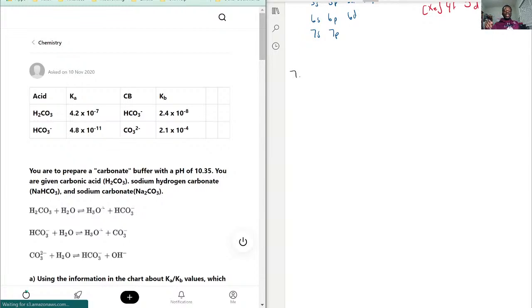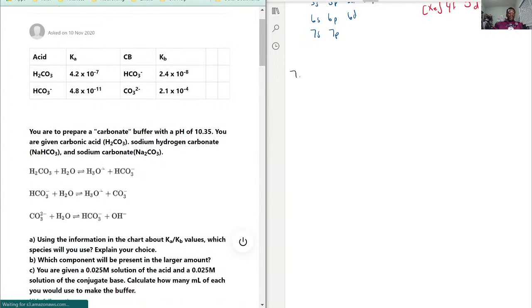Okay. As you probably notice, on the Ka side, the reason it's decreasing is because once you go from H2CO3 to HCO3 minus, you've already given up one proton. So it's a little bit hard to give up the second proton. Okay. So with that being said, it says prepare a carbonate buffer at pH of 10.35.